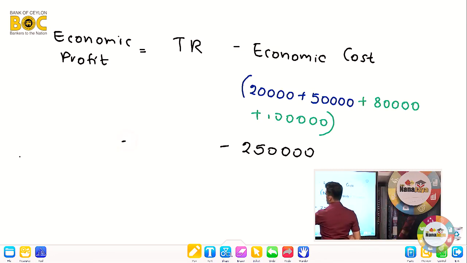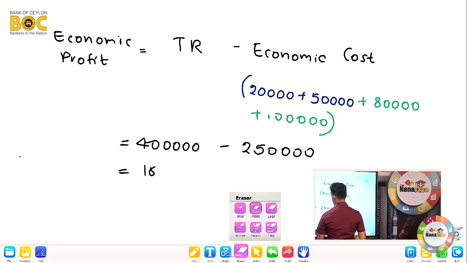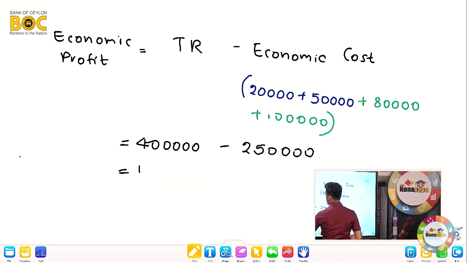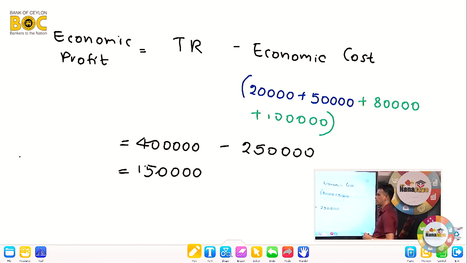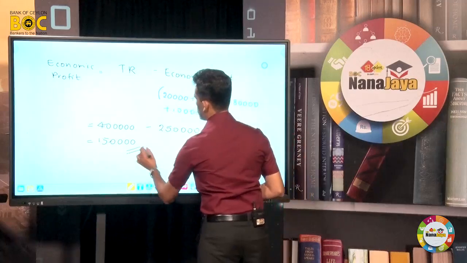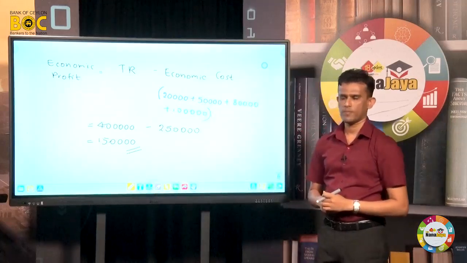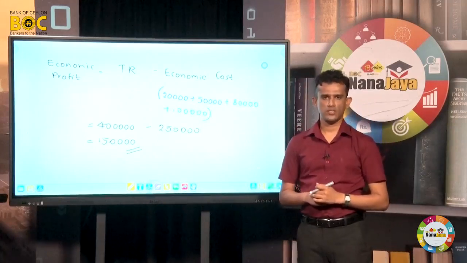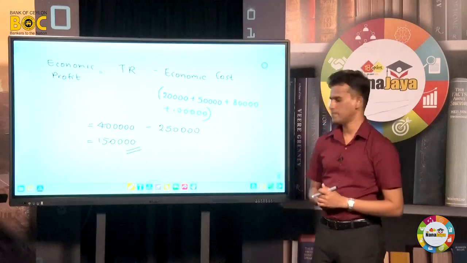And the question says that the total revenue earned by them is 400,000 rupees. So the firm generates an economic profit of 150,000 rupees. So this is how we can calculate the economic profit in relation to a certain production activity.